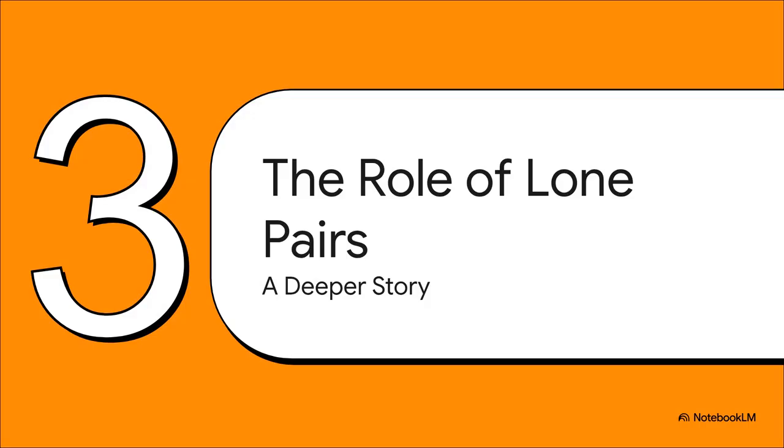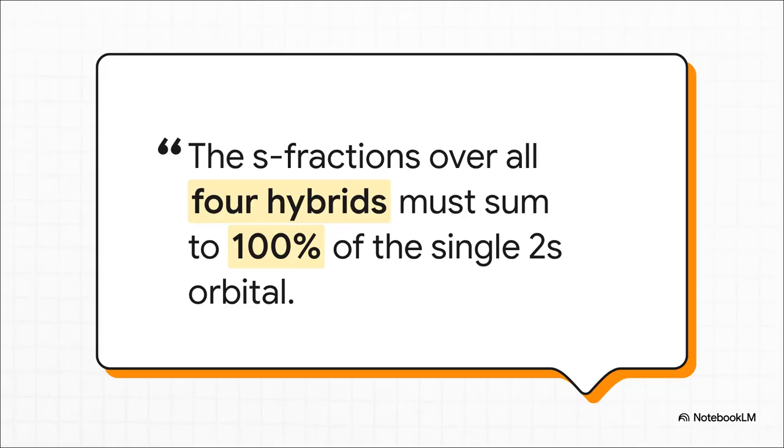Okay, so we've figured out the 2 orbitals involved in bonding. But the oxygen atom has 4 orbitals in total. What about the other 2? The ones that are just holding those lone pairs of electrons? If the bonds are sp4, what does that leave for the lone pairs? This leads us to a really important rule in chemistry. It's kind of like orbital bookkeeping.